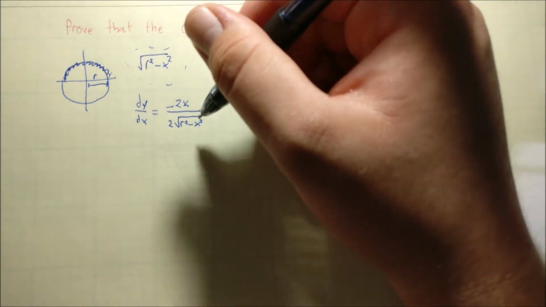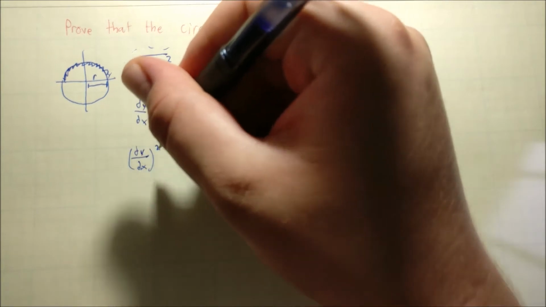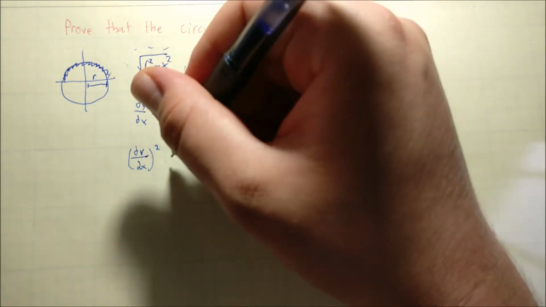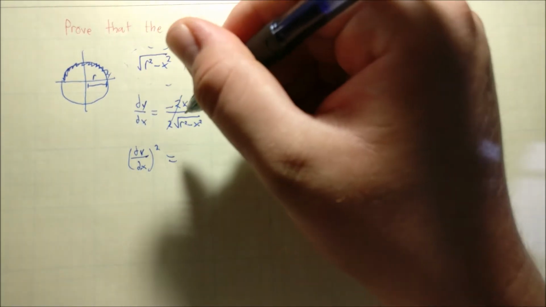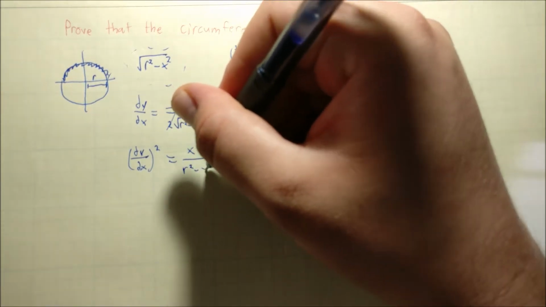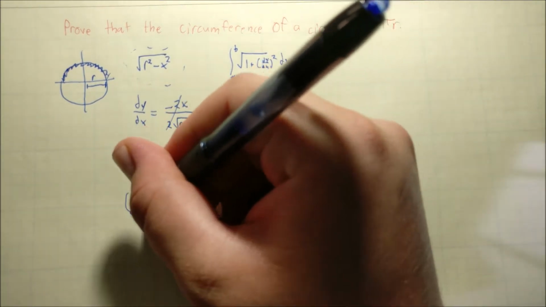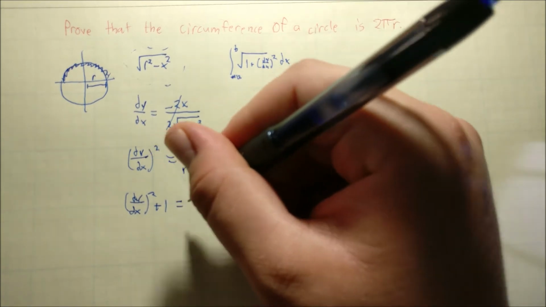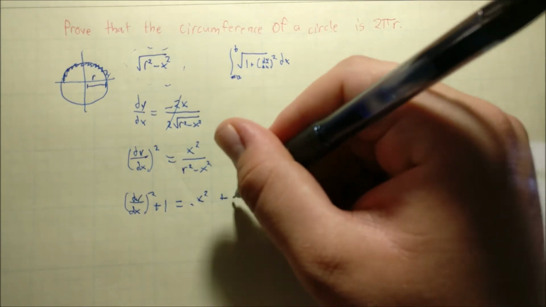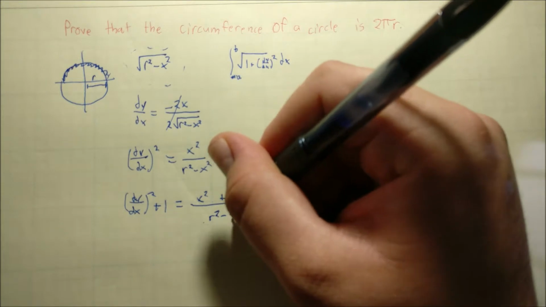That's just a pretty simple application of the chain rule. And then dy over dx squared. I like to do this outside of this integral just so we don't have to write so much other stuff while we're simplifying this. Equals, and then these cancel, x squared over r squared minus x squared. And then dy over dx squared plus 1, because that's what's inside the integral, is x squared plus r squared minus x squared over r squared minus x squared.